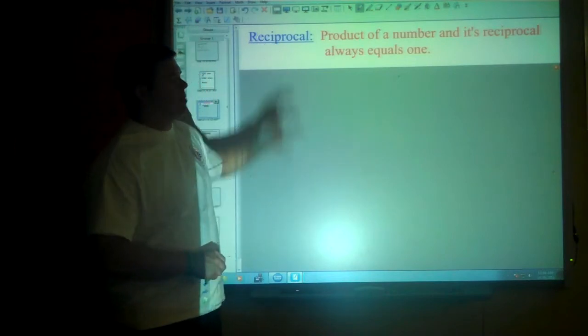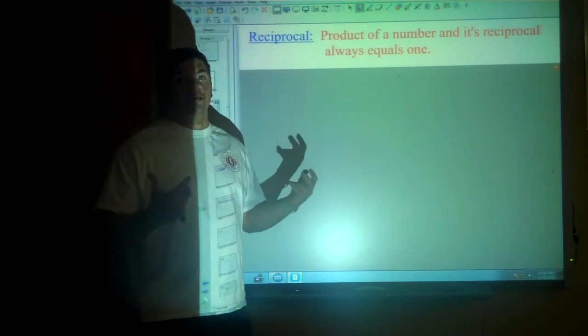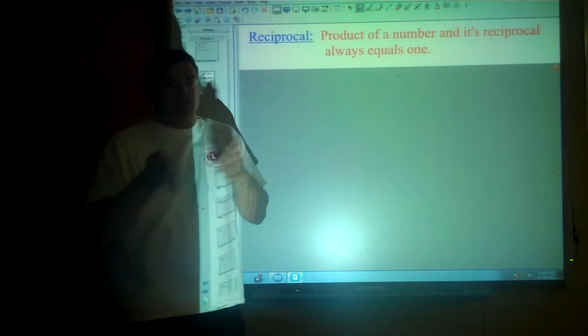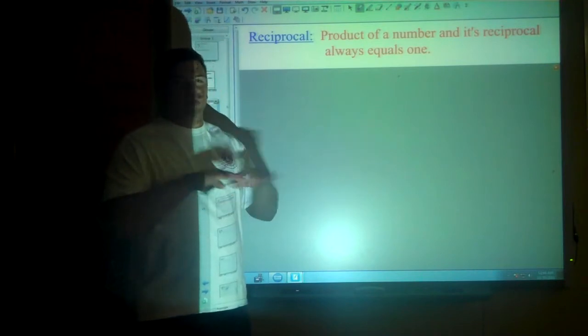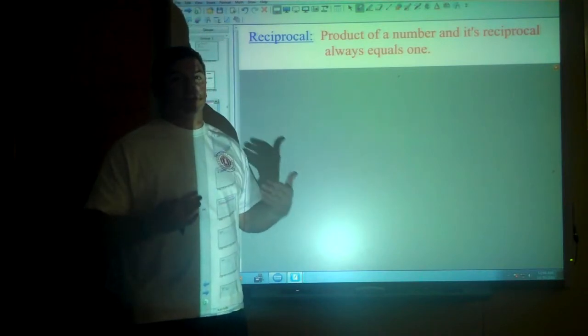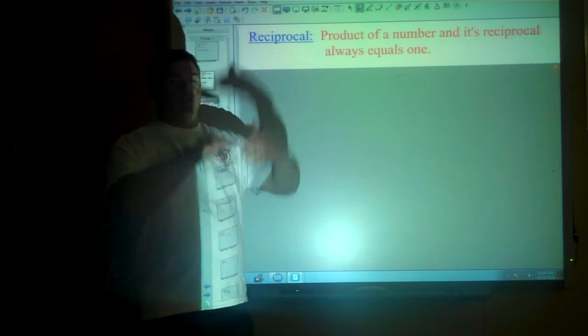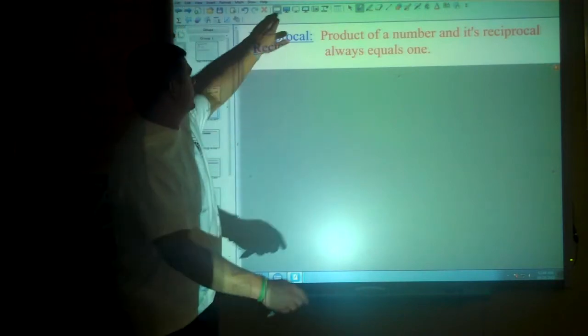One of the biggest mistakes people make about reciprocals is they think they mean opposites, so that if one is positive, the reciprocal has to be negative. And that's not true at all. They should stay the same sign. They're literally just flipping the numerator and the denominator.